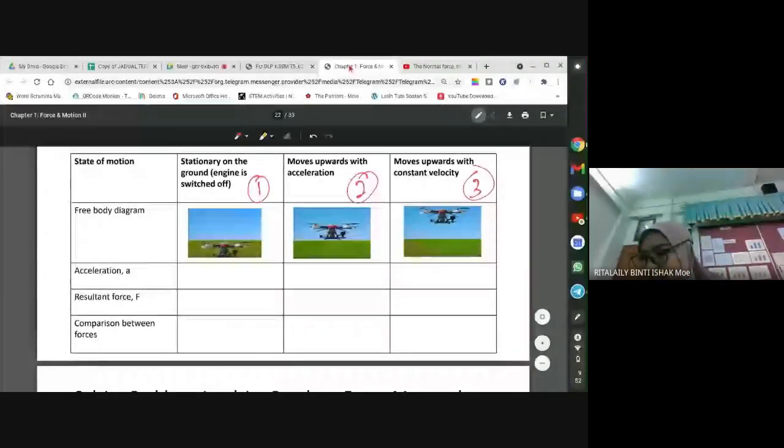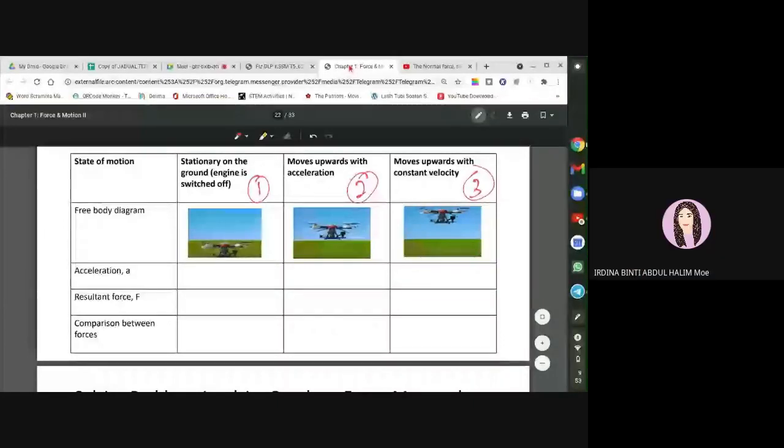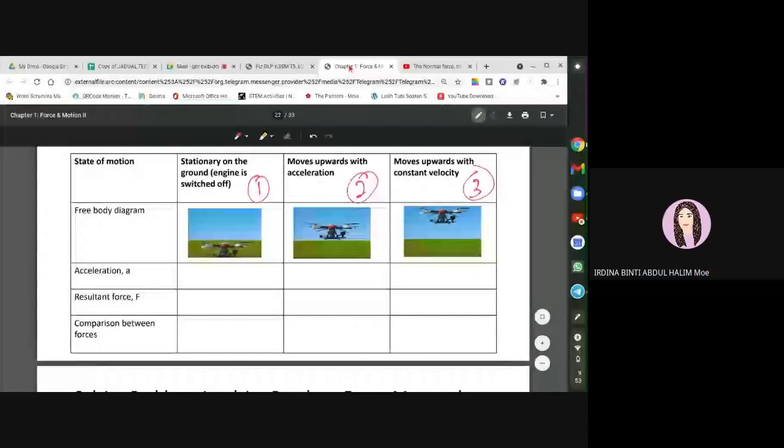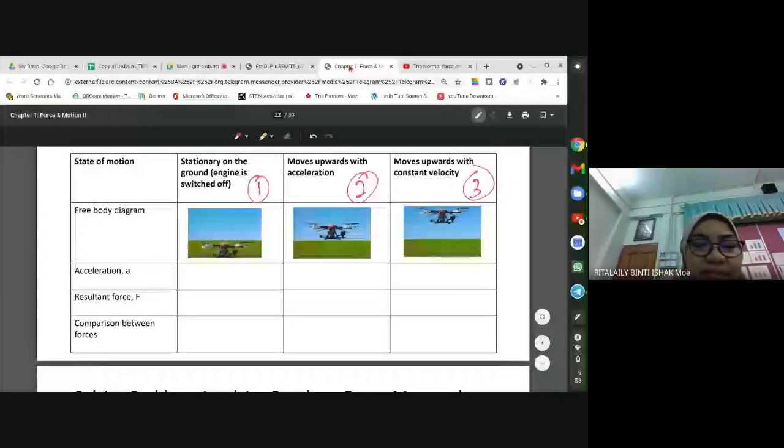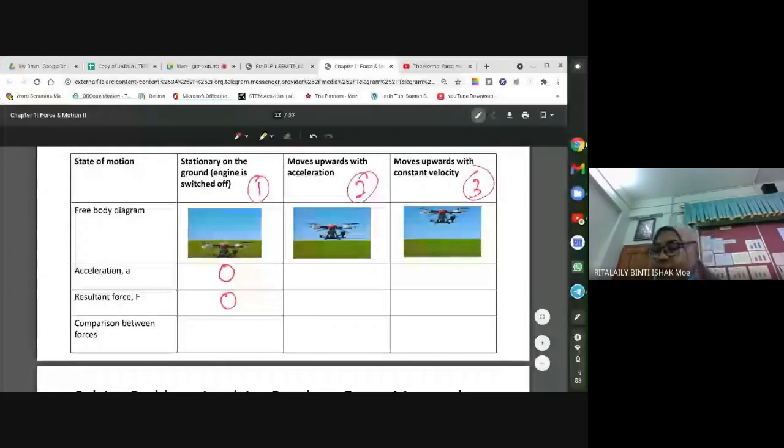Okay, so let's call upon Idina. The acceleration is 0. For the first diagram, acceleration is 0. Resultant force? 0 as well. Okay, and the forces? Comparison between forces. I'm not sure, Teacher. Okay, so who can help Idina for the comparison between forces?